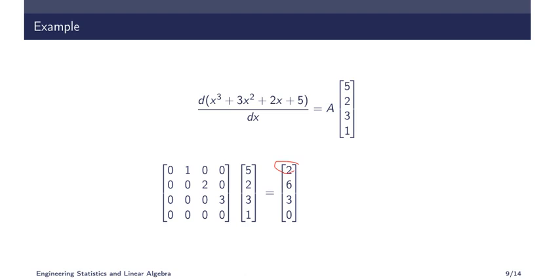0, 0, 2, 0 is 6 because 2 into 3 will be 6, and 3 into 1 will be 3, and the last column is 0, so this will be 0 only. So I have only 3 elements in this one, and the next element is 0. So 2, 6, 3. Now, this 2 is the coefficient of p1, meaning the constant. This is the coefficient of p2. What is p2? p2 is x.